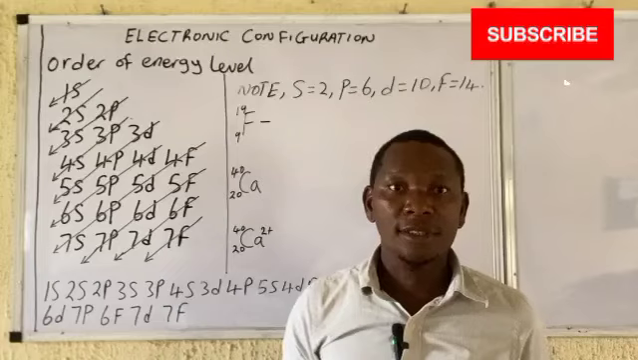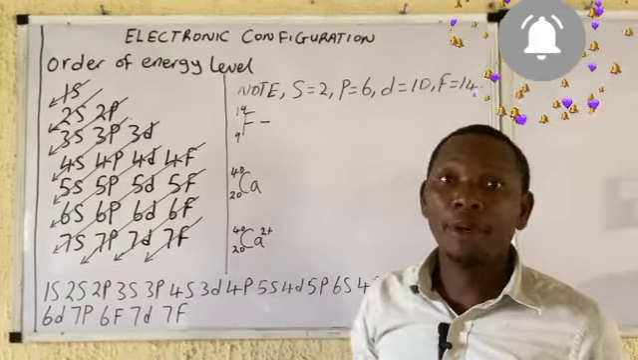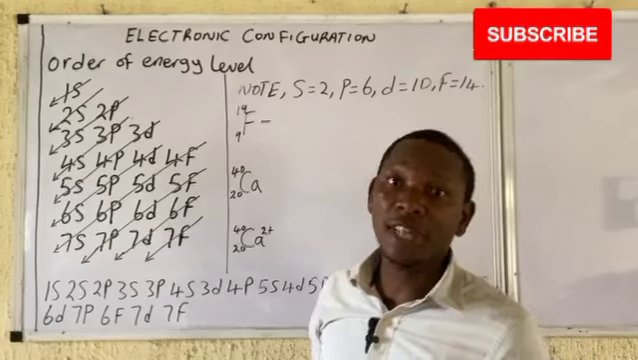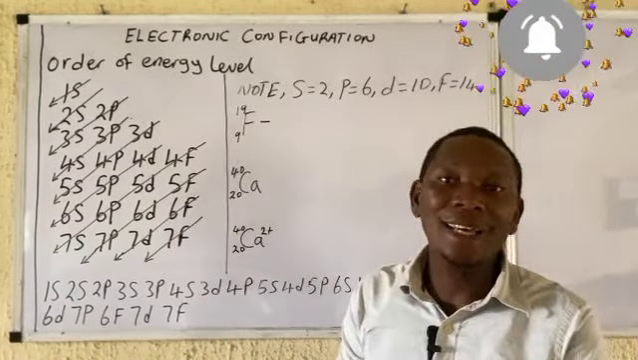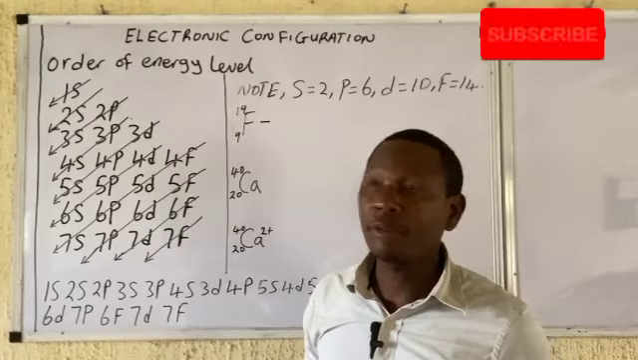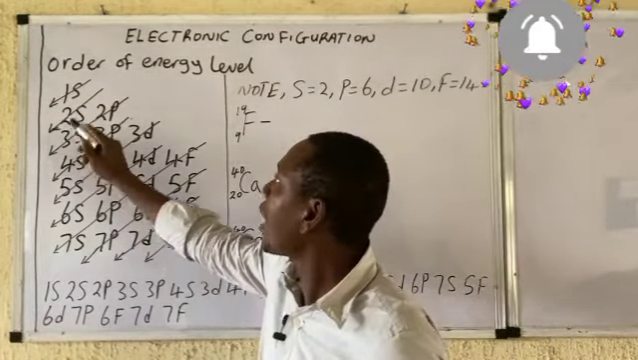Welcome to Science Access. In today's class, we'll be talking about the electronic configuration. It's a very easy topic. You just need to understand the order of energy level and you can answer any question in electronic configuration. Now let's quickly go through the order of energy level. Okay, so we have this order.